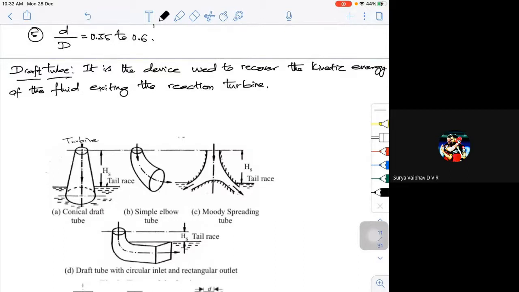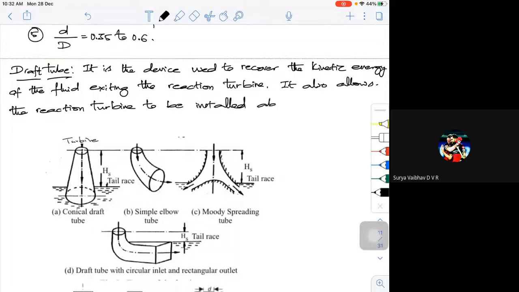Okay, it also allows the reaction turbine to be installed above the tail race. So let me underline what it does. One is the kinetic energy of the fluid exiting the turbine.